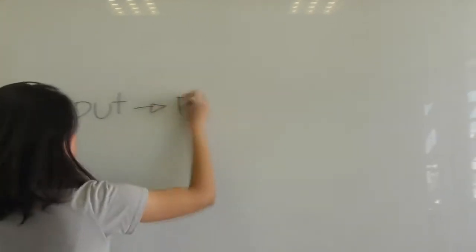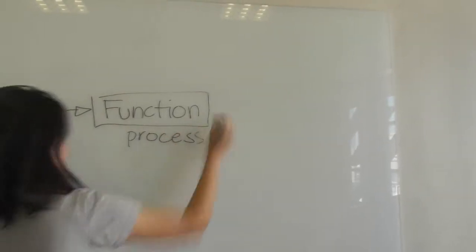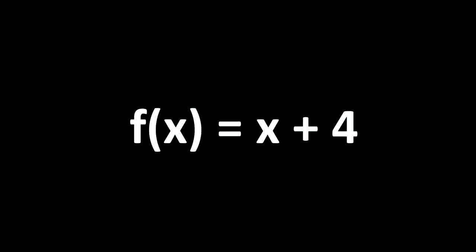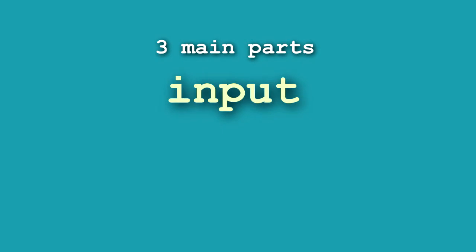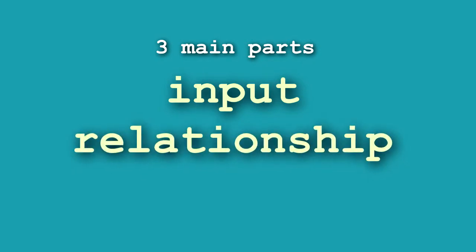A function is something that will take an input and will process it to produce an output. In this example, x tends to be the variable most used. F is commonly used to name the function, though other letters can also be used, for example, H and G. There are three main parts of a function: the input, relationship, and output.